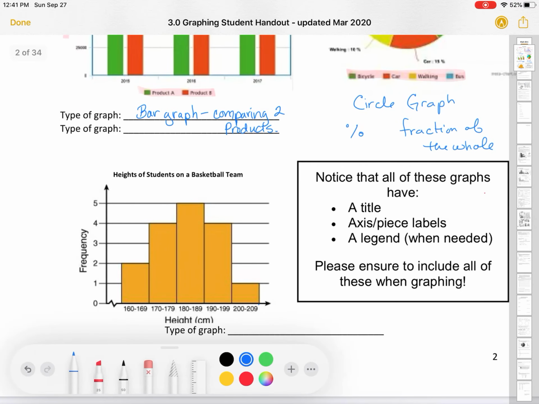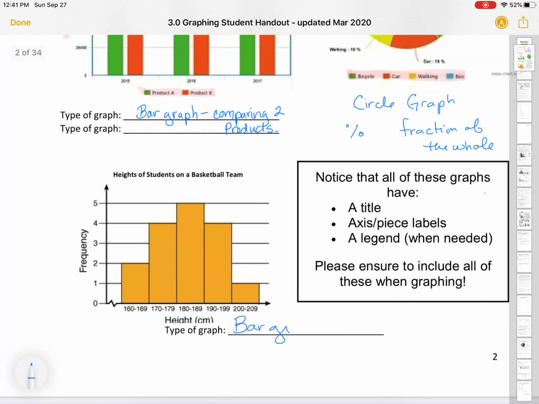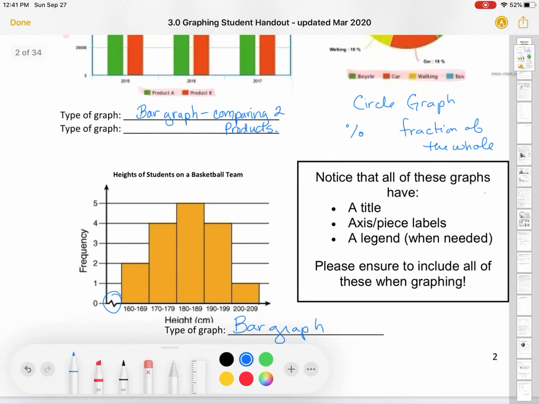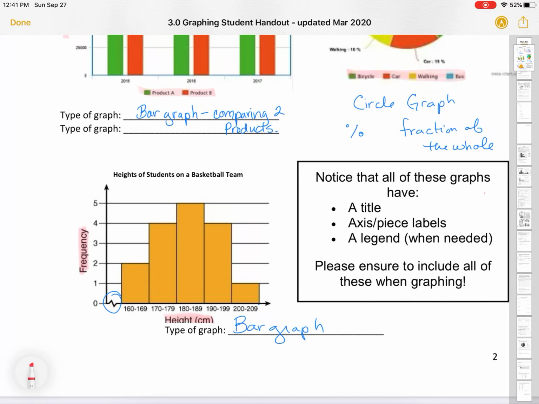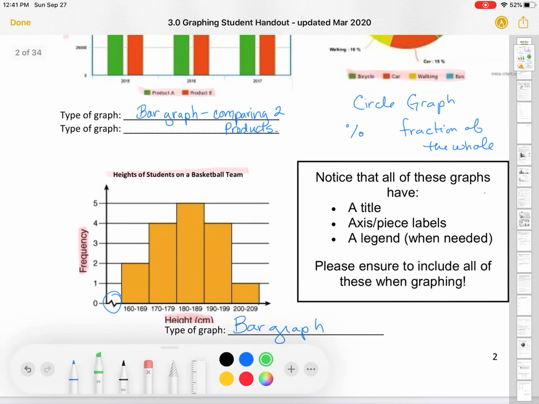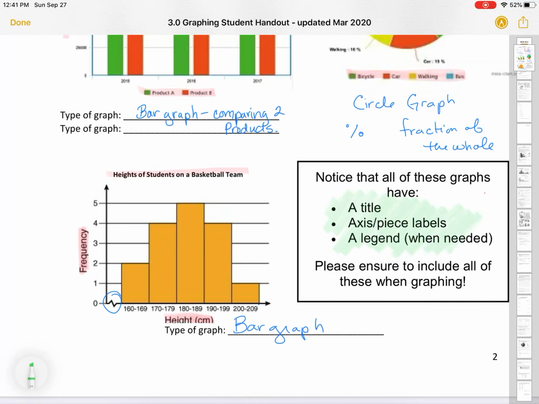Last graph is, again, another kind of bar graph. Some interesting things to point out here is that on the x-axis, it doesn't start from 0 because it wanted to save space, but we still have our axes labeled. We have our title. It's very important that you have a title on all of your graphs. Okay, so notice that all of these graphs have a title, axis labels, and a legend when needed. Please include all of these when you're doing your graphing, and we'll walk through what needs to be on a graph to make sure we've got that covered.